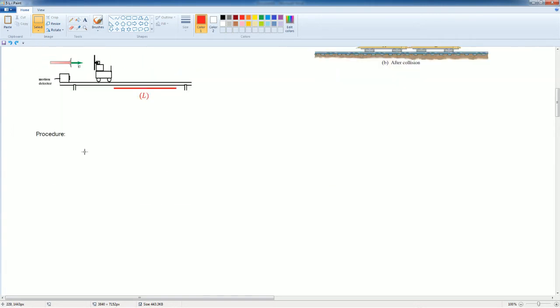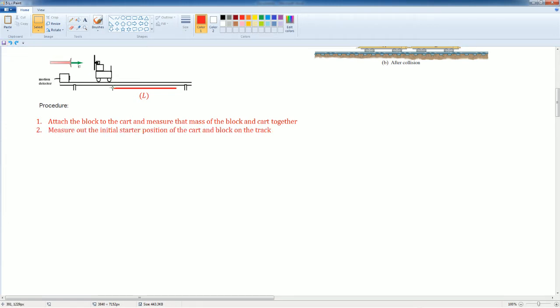Let's write the procedure. First, you need to attach the block to the cart, measure the mass of the block and the cart together. Two, measure the initial start position of the cart and block together. So you should probably start it at the front of the cart. And once it travels, you're going to measure the other front of the cart.